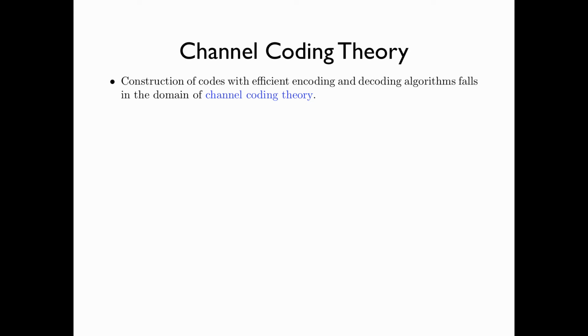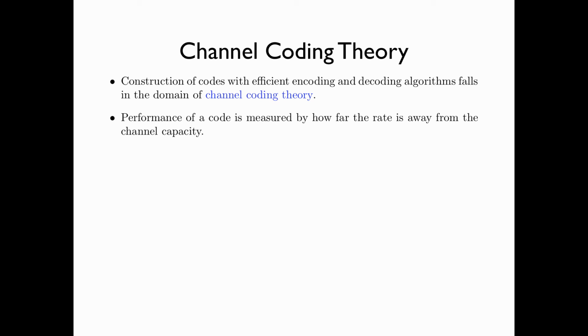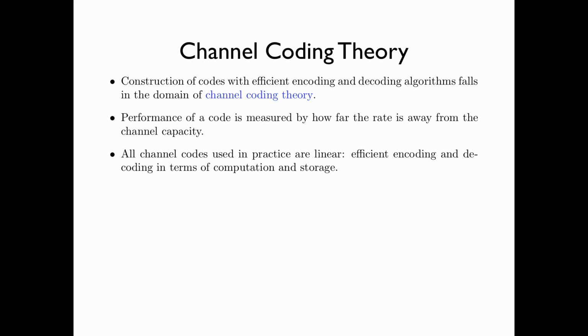The channel coding theorem, although it guarantees the existence of a good code, does not show how to construct a code that is practical. Construction of codes with efficient encoding and decoding algorithms falls in the domain of channel coding theory, which is beyond the scope of this course. The performance of a code is measured by how far the rate is away from the channel capacity. All channel codes used in practice are linear, for efficient encoding and decoding in terms of computation and storage.